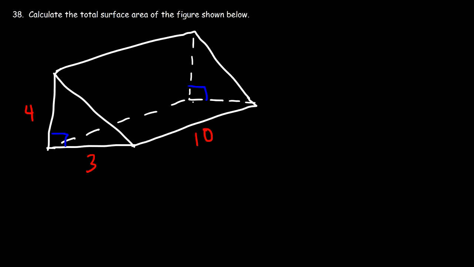38. Calculate the total surface area of the figure shown below. So what we have here is a triangular prism. And we have a right triangle, so the hypotenuse has to be 5. It's a 3, 4, 5 right triangle. Now the total surface area of a prism, or a triangular prism, it's going to be the area of the base plus the lateral area. So the area of the base represents the triangles, the triangle on the left and the one on the right.